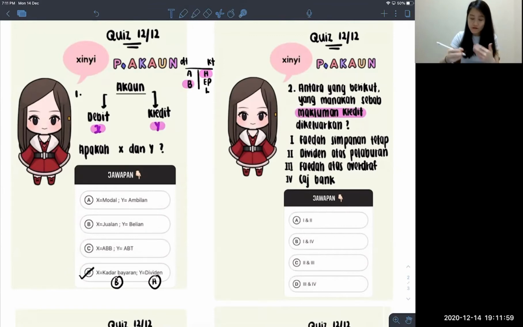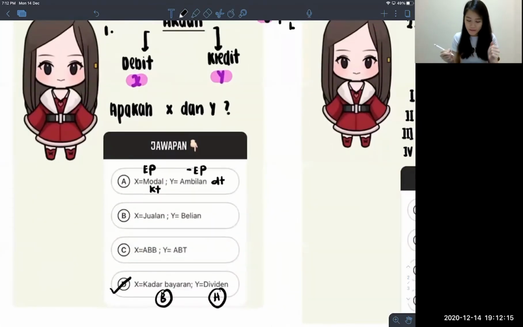Now, meanwhile, for the rest of them, they cannot fit because modal is a credit item, klasifikasi is EP, while ambilan is a negative EP. So they are terbalik already. Supposedly, ambilan is debit, modal is on the credit side. So A is wrong. Okay, B, jualan dengan belian also terbalik because jualan is hasil, belian is belanja. Supposed to be belian debit, hasil jualan credit.